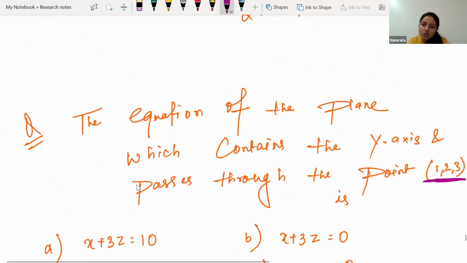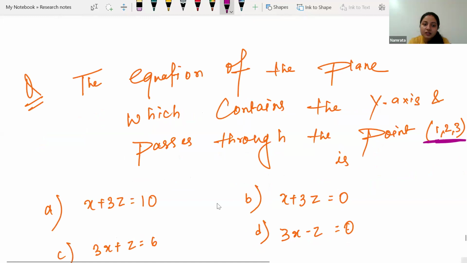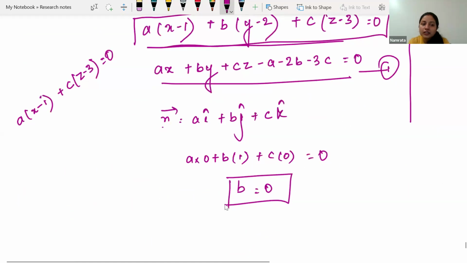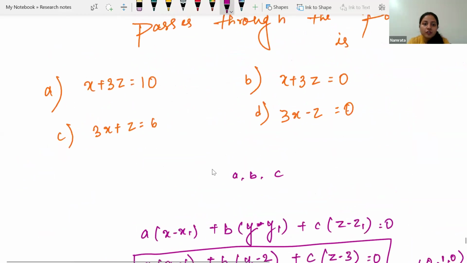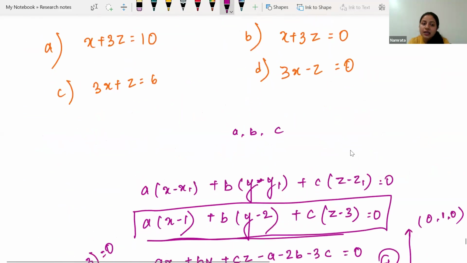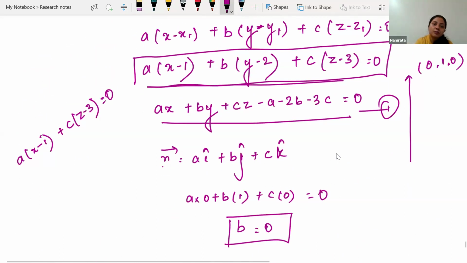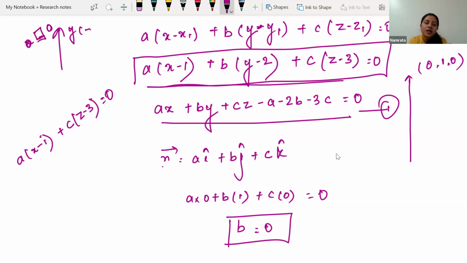Here we can see x plus 3z. We know b value is 0, but we don't know anything about a and c. Since the plane contains the y-axis, can we say here x coordinate will be 0 and z coordinate will also be 0, whatever be the y coordinate, but x and z coordinate will be 0 on the y-axis? Yes or no?